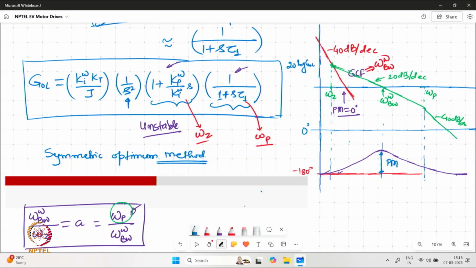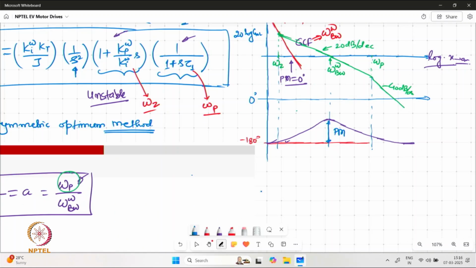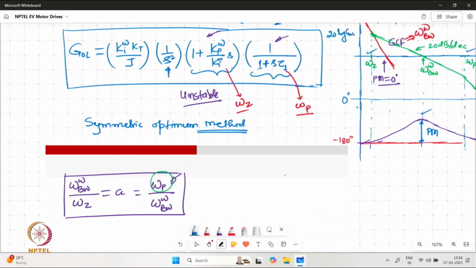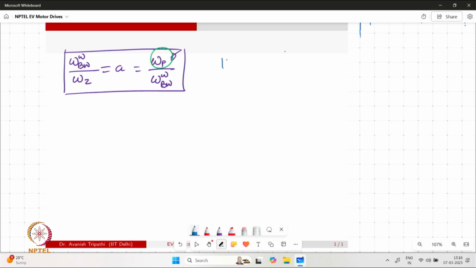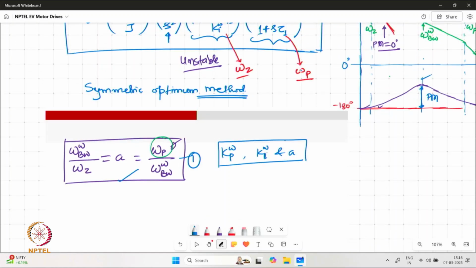So which is why now we can say that with the location of new zero and pole, our system is going to be stable. Now because we have introduced one more variable in the system, now we have three variables to be solved. We have Kp omega, Ki omega and A. So of course we have got our first equation over here. Now we need two more equations for solving this complete set.